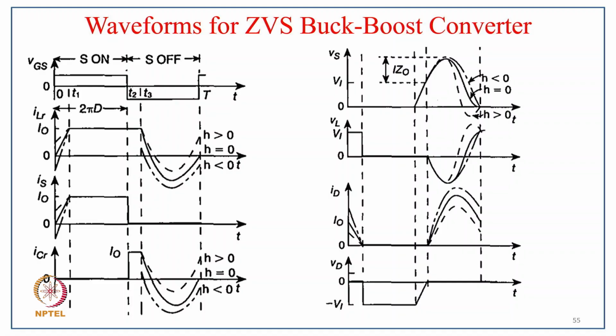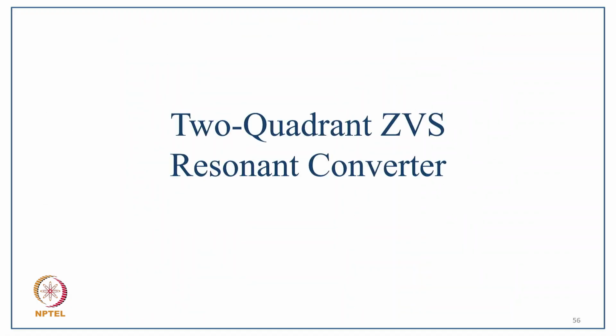And for the waveforms, you can see how, when you apply the gate pulse, the current of the inductor, the current of the switch, as well as the current in the capacitor change. According to that, the voltage across the switch, as well as the inductor voltage, diode current, and diode voltage are shown here.